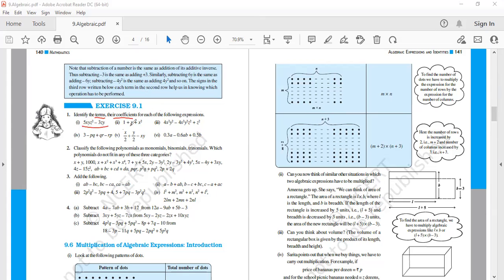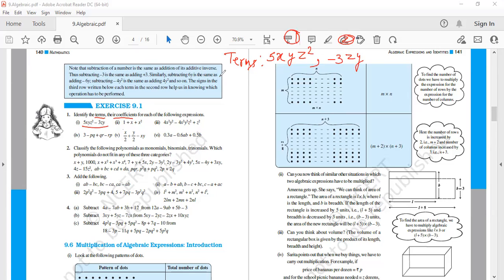As in yesterday's class, we discussed how to write the terms. This is the expression, so what are the terms? The terms are 5xyz square, comma, minus 3zy. These are the two terms, because this polynomial is a binomial, because there will be two terms, the first one and the second one.